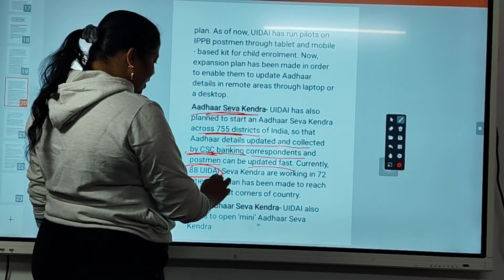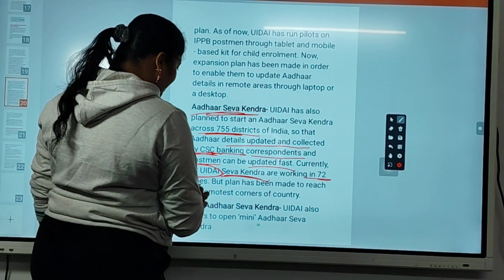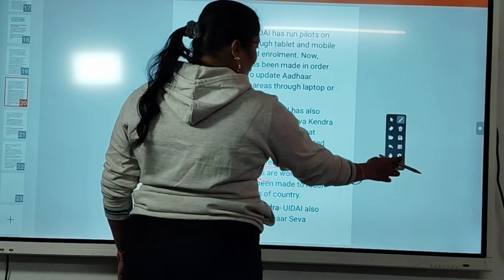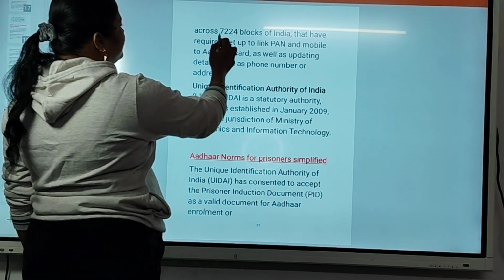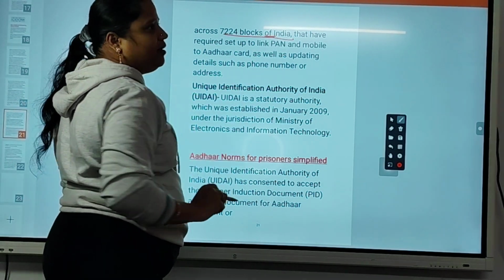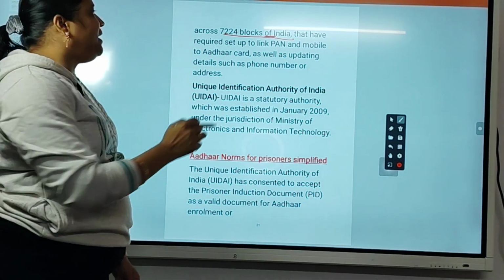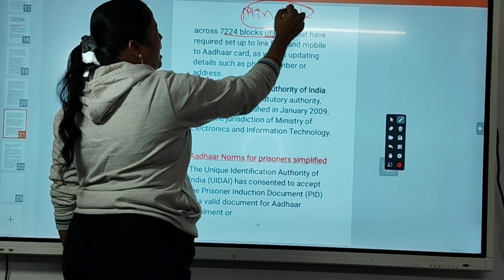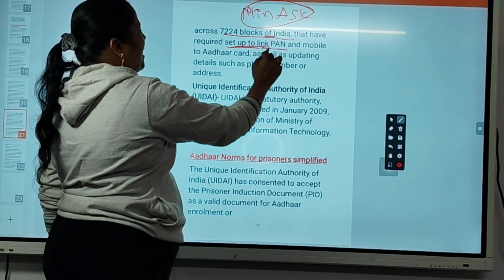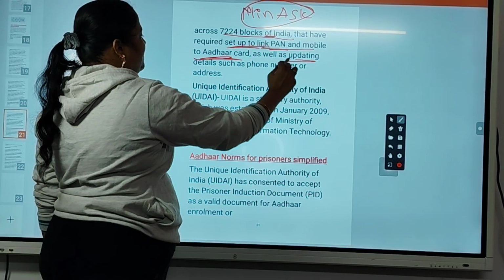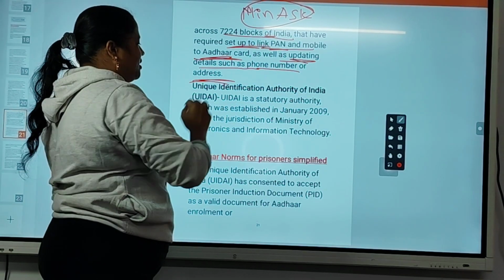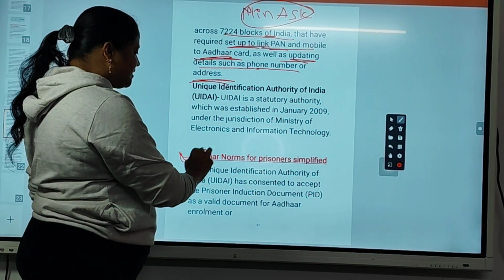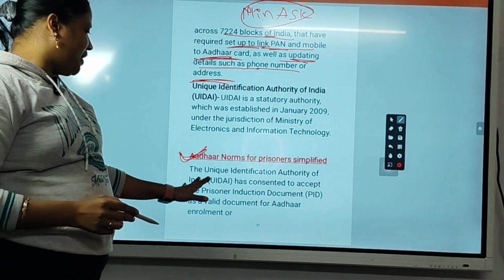Currently, 88 UIDAI Seva Kendras are working in 72 cities. There are also mini Aadhaar Seva Kendras available across 7,000 blocks of India. In 7,000 blocks of India, mini Aadhaar Seva Kendras are also available. They are required to set up linking of PAN and mobile to Aadhaar card, as well as updating details such as phone number and address. Okay.